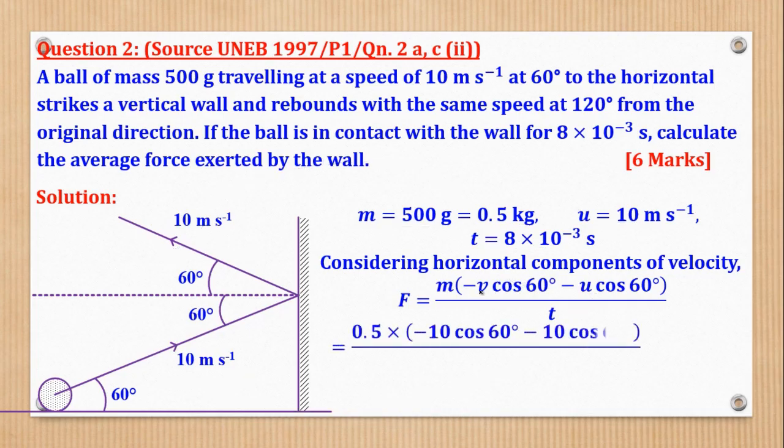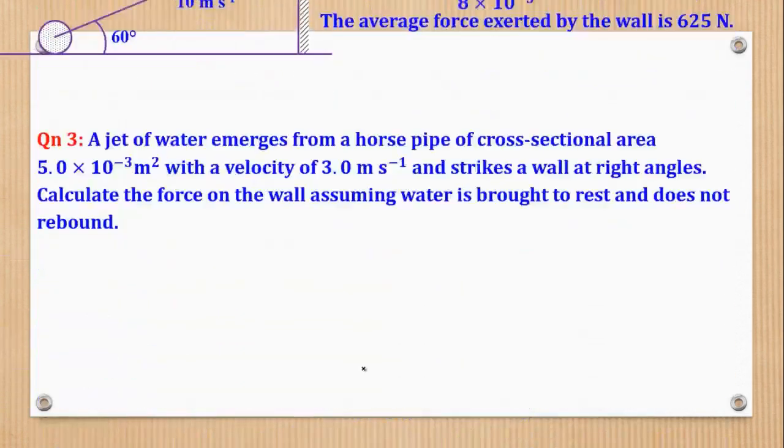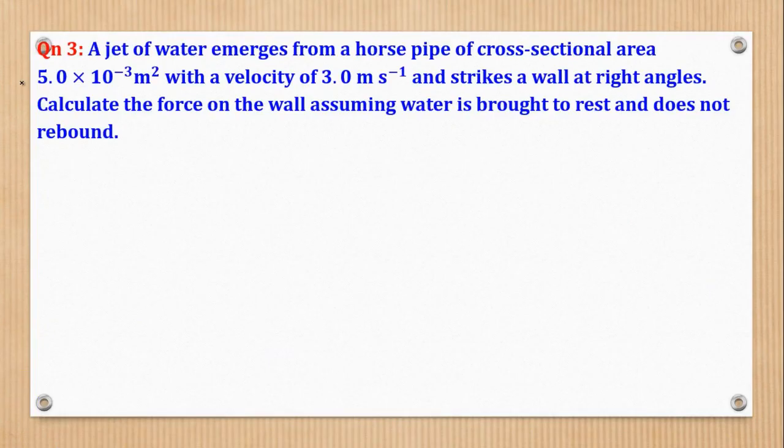So I'll come and substitute for m, for v, and for u, and for the angle, then for t, and use a calculator to come up with this value. So it is negative, but it is okay. This negative shouldn't scare you. What you need to do is to just come and conclude that the average force exerted by the wall is 625 Newton. That was question 2. Now we shall go to question 3.